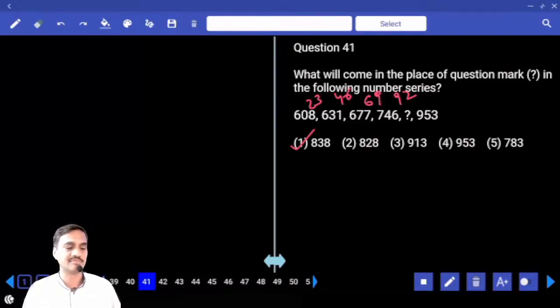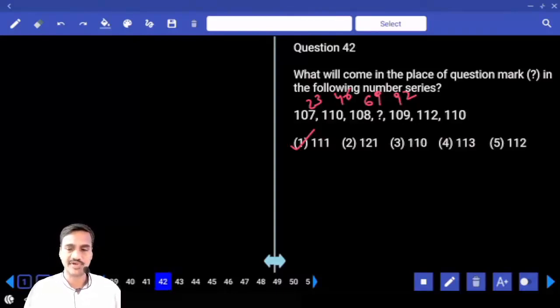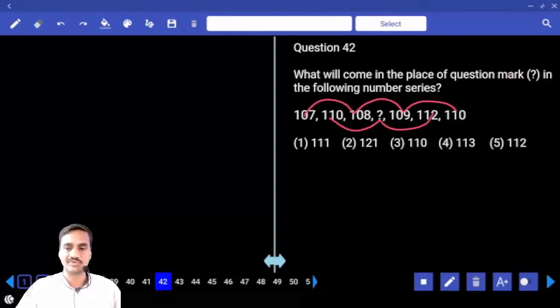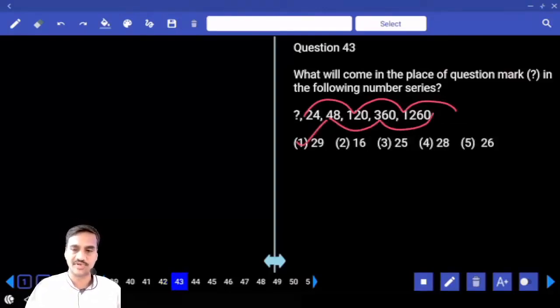Now the differences between the numbers are multiples of what? Multiples of 21. Then 42. Now in this 42, the numbers are increasing and decreasing, so we need to go for alternate. 107, 108, 109, 110, 110, 111, 112. What is the number missing? 111, choice 1, question number 42.